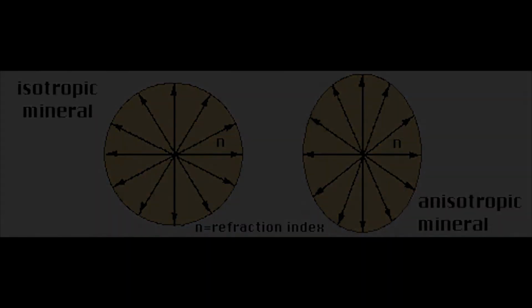So isotropic minerals: same velocity of light in all directions. Example, minerals of the cubic system. Now anisotropic minerals. Light travels with different velocities. Aniso means not equal. Different velocities in different directions. They are called anisotropic minerals. Here the light travels with different velocity and the refractive index also changes in different directions.